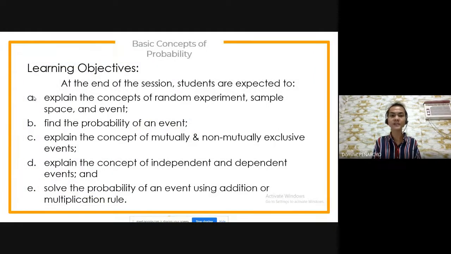Learning objectives. At the end of the lesson, students are expected to: A, explain the concepts of a random experiment, sample space, and event. B, find the probability of an event. C, explain the concept of mutually and non-mutually exclusive events. D, explain the concept of independent and dependent events. And last, solve the probability of an event using the addition or multiplication rule.